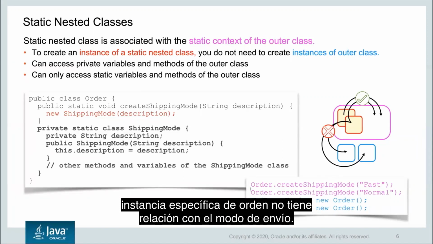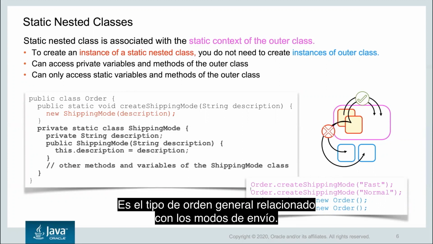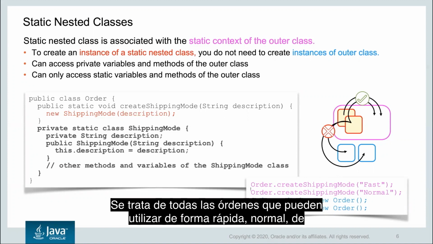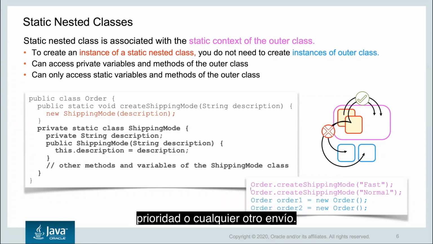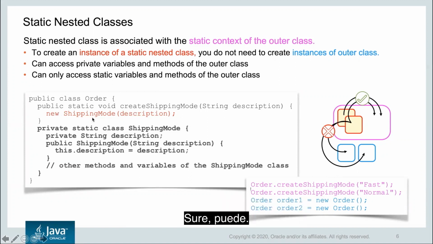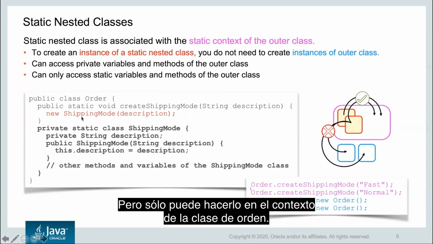shipping mode. It's the overall type order that relates to shipping modes. So each shipping mode is something that belongs to kind of all orders. It's all orders that potentially can use fast, normal, priority, or whatever other shipment. You can create different instances of shipping mode. I'm sure you can. As many as you like, actually. So, yeah, why not? But you can only do it in the context of the order class.